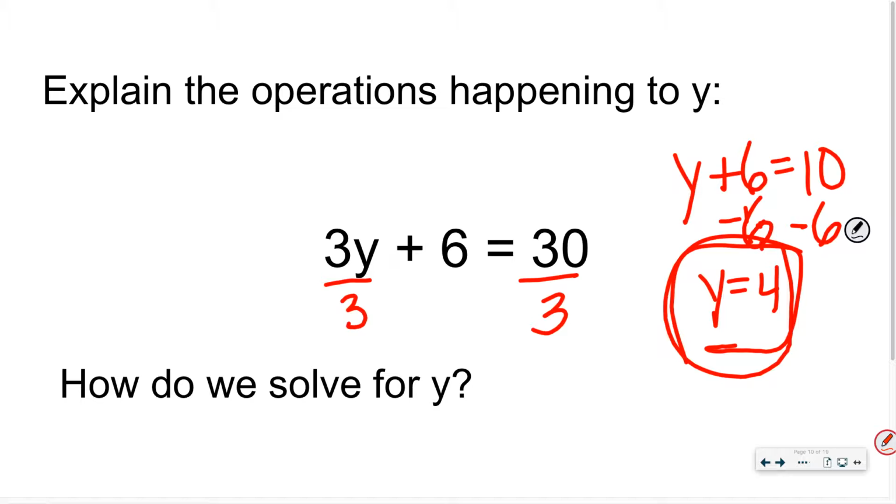Two things were happening to y in this problem. It was being multiplied by 3, and we were adding 6. So what we did, we divided by 3 and we subtracted 6. Are we right here? Yes or no? We're right. We did both things. We did the opposite. We're good.